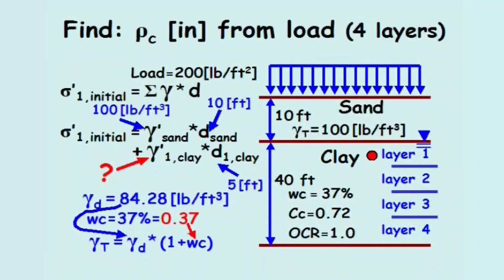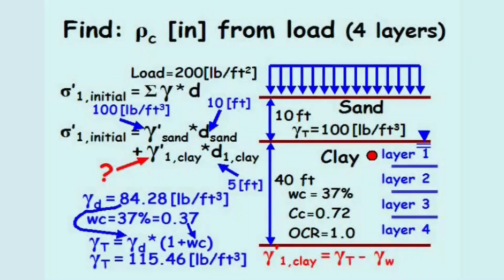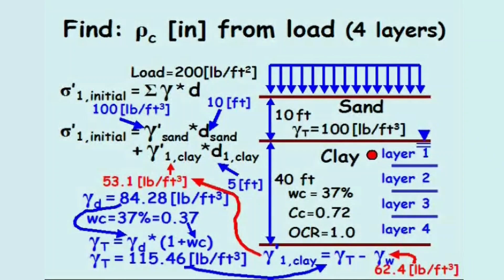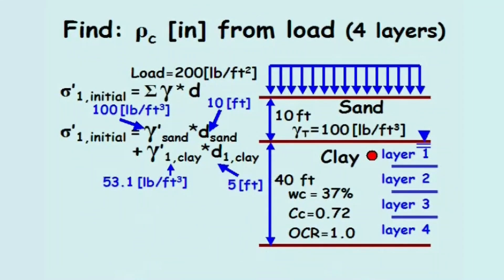We plug in our values, and the total unit weight of the clay layer is 115.46 pounds per cubic feet. So we subtract 115.46 minus 62.4 to get an effective unit weight of 53.1 pounds per cubic feet in the clay layer. So our initial vertical effective stress for layer 1 is 1,266 pounds per square feet.